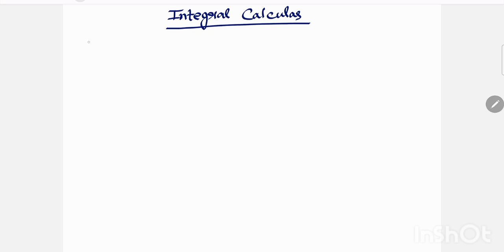We have to solve the integration of 5x plus 3 in the numerator, with x square plus 4x plus 10 in the denominator. Okay, we have to solve this. Now first recall some formulas. These formulas are very important.